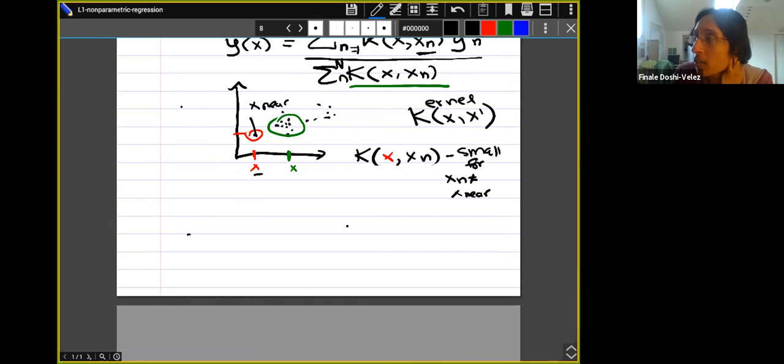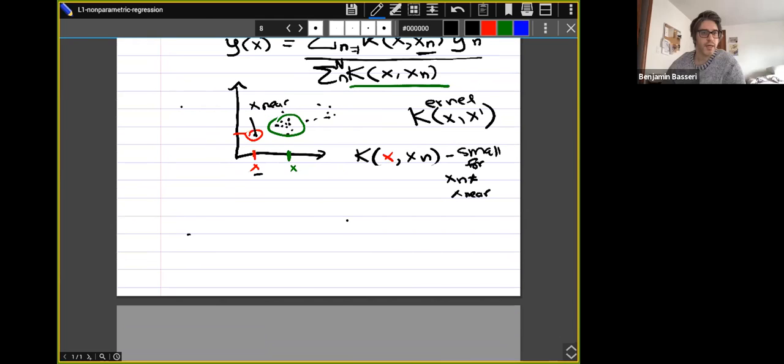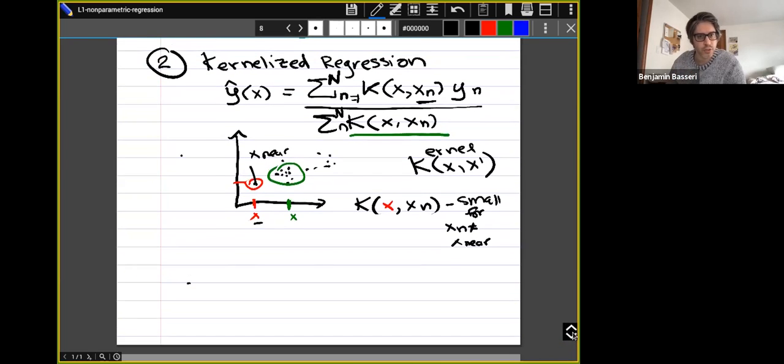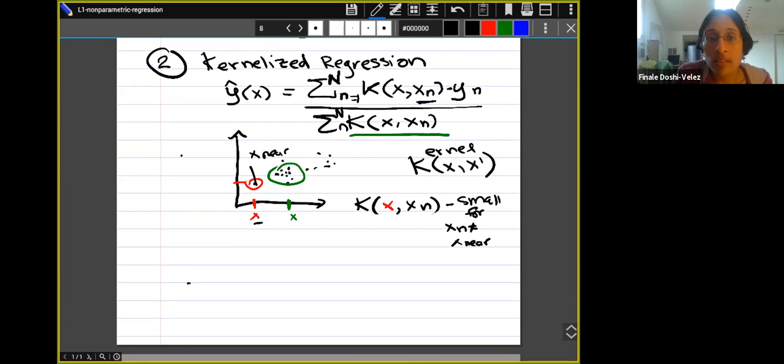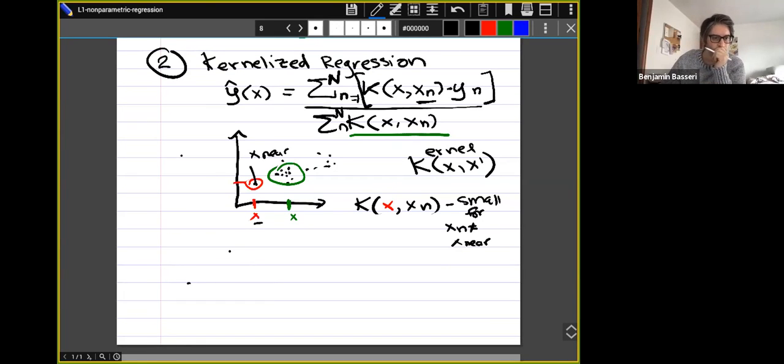Benjamin? Yeah, in that expression for the kernelized regression, why does the summation on the bottom not cancel out the summation on the top? Because we're multiplying by the y_n, so we take the product. Oh, okay. Thanks. Good question.